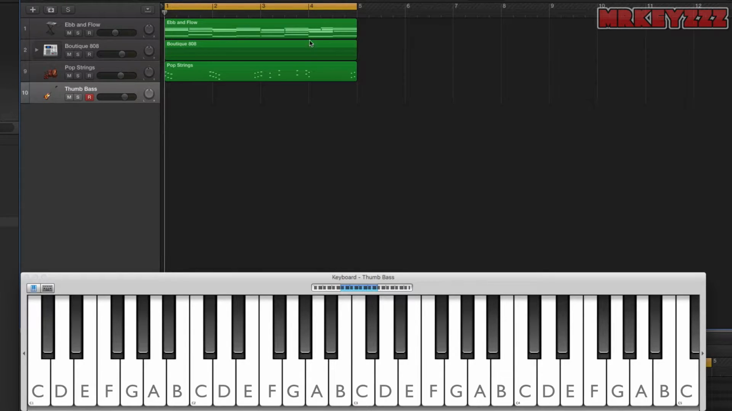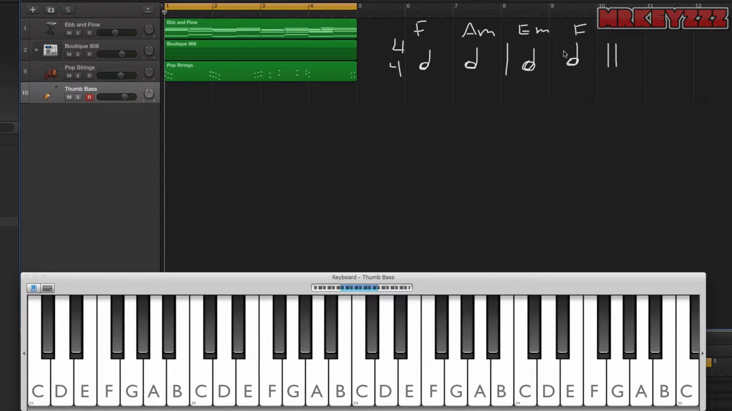Let's write the notation. We're in 4/4. We have F major, A minor, E minor, and back to F major. Each chord is 2 beats.